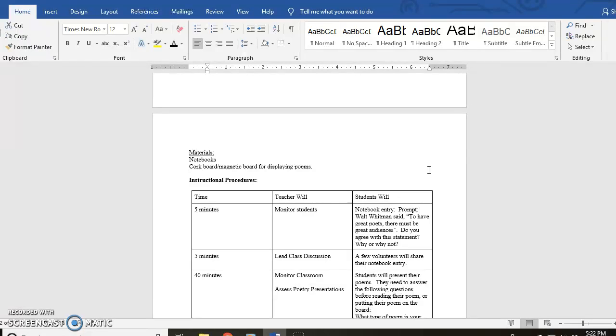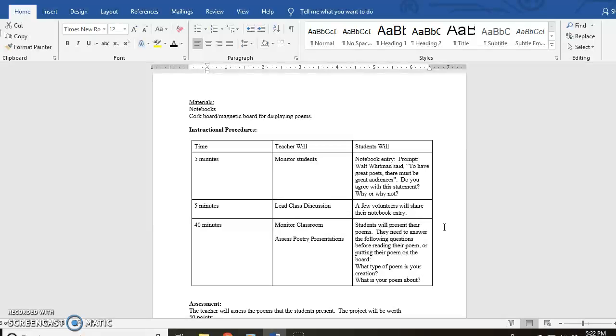The prompt would be: to have great poets, there must be great audiences. Do you agree with this statement? Why or why not? And then we would talk about that as a class. And then the students will present. So they can either present it by reading it or they can present it by displaying it.